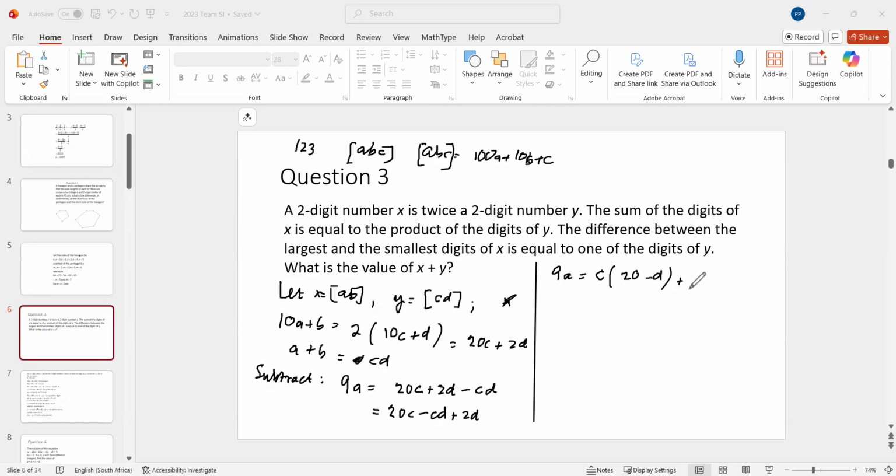Now, the 2D, what you do is you create a 20 minus D again. The plus 2D, you can squeeze it in between here somewhere. And instead of plus, I can put a minus sign here.